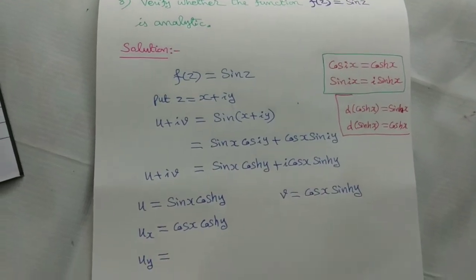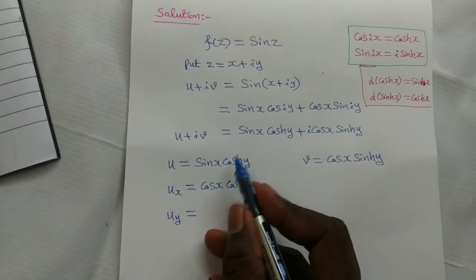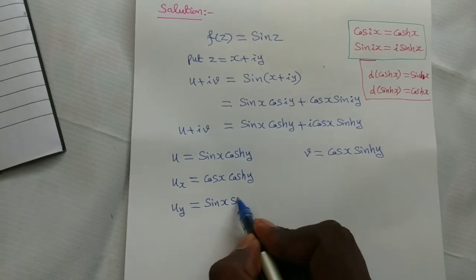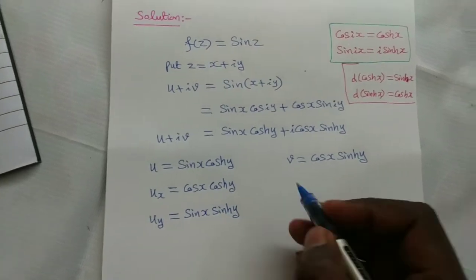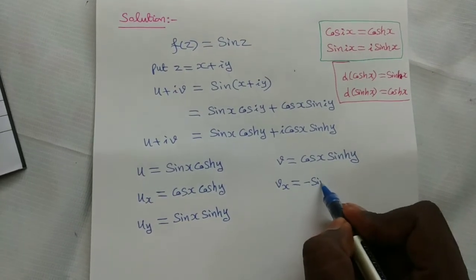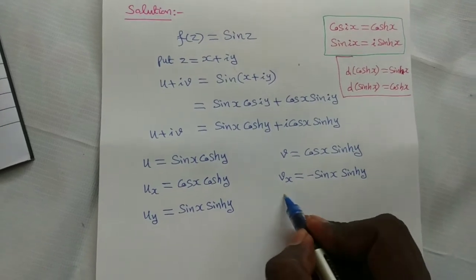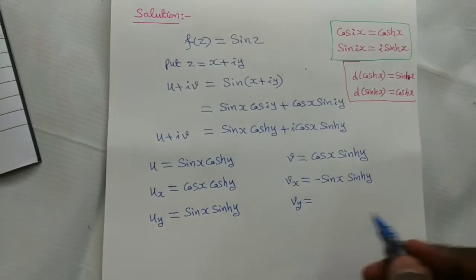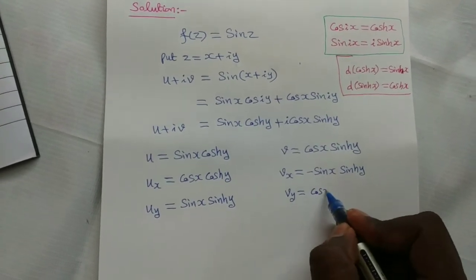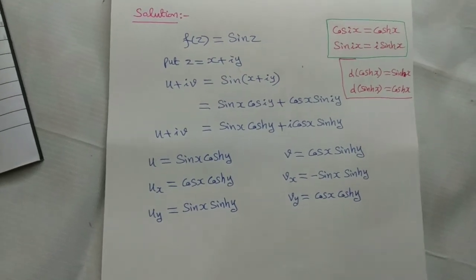So here uy means cosh y differential is only sinh y, so sin x into sinh y. And now here vx is cos x differential, minus sin x into sinh y. And vy, the partial derivative with respect to y, sinh y differential is cosh y, so cos x into cosh y. So now the differential part is over.